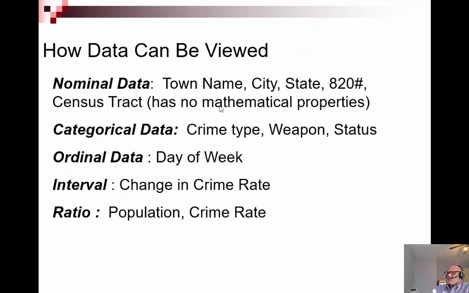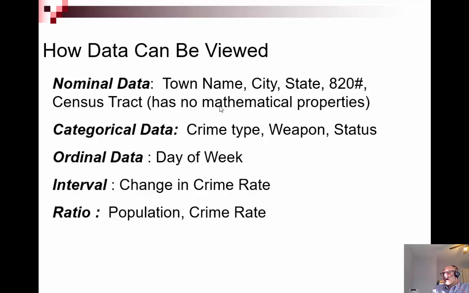So data can be viewed as nominal data, like a town name. Basically, it's data that has no mathematical properties. I can't add my last name and your last name and get something useful out of it. I can't subtract our 820 numbers and get anything useful out of it. Or like a census tract number, even though some of these are assigned numbers, they have no mathematical properties. They're used merely to identify.